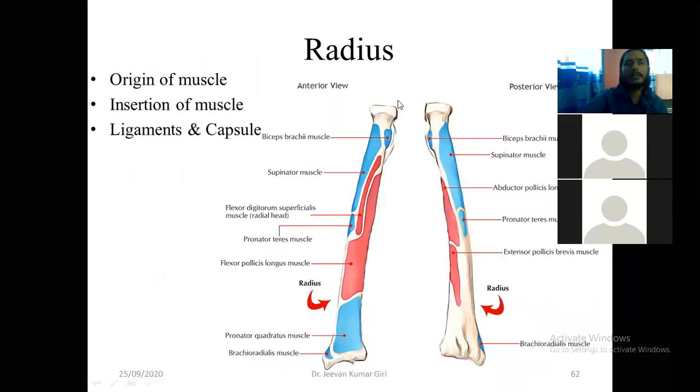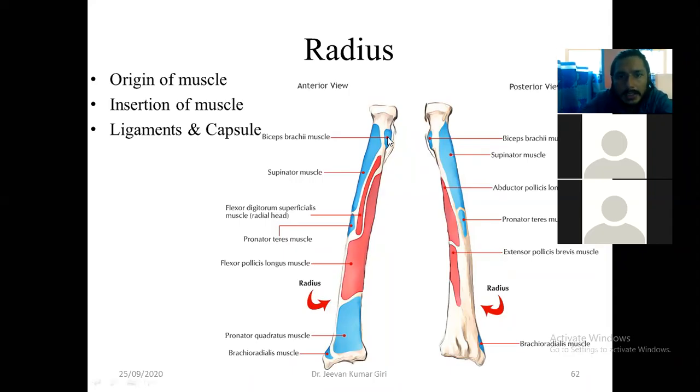Now next is the muscle attachment. Okay. Muscle attachment is easy only. This blue color is for the insertion. The muscles that are inserting are in blue color, and the muscles taking origin from the radius are in red color. Just remember this thing first. Okay, now let's see this.